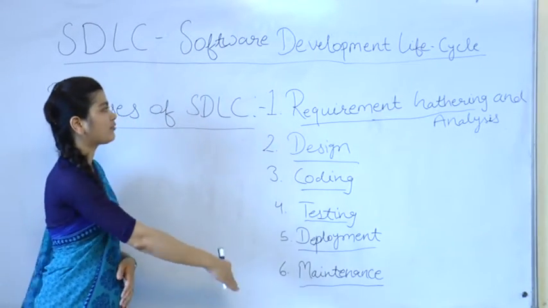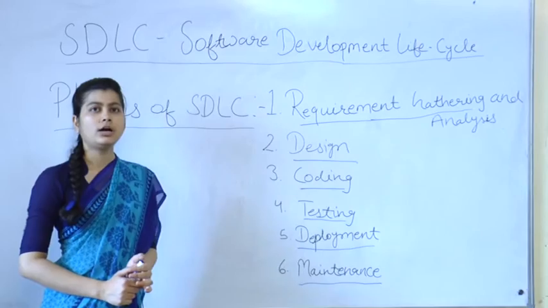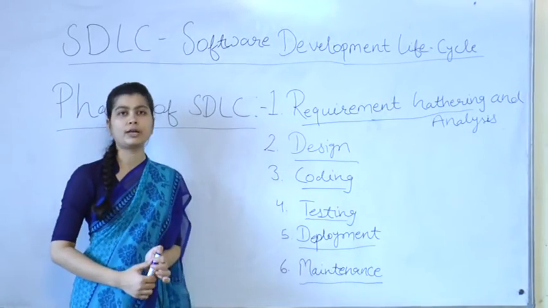So these are the phases of the software development life cycle. By going through all these phases, we develop the software product.